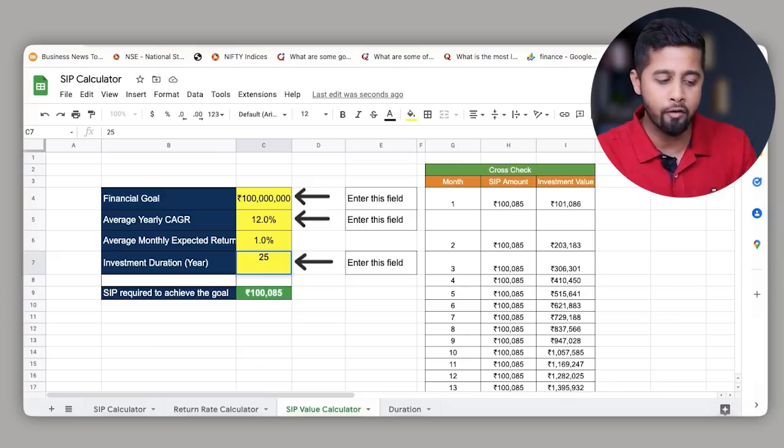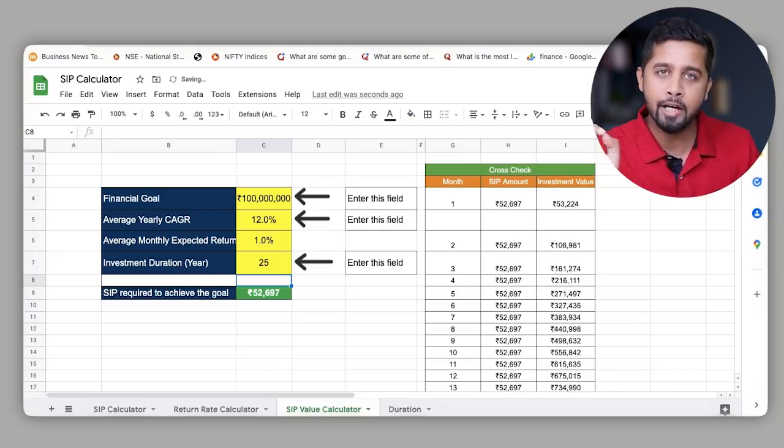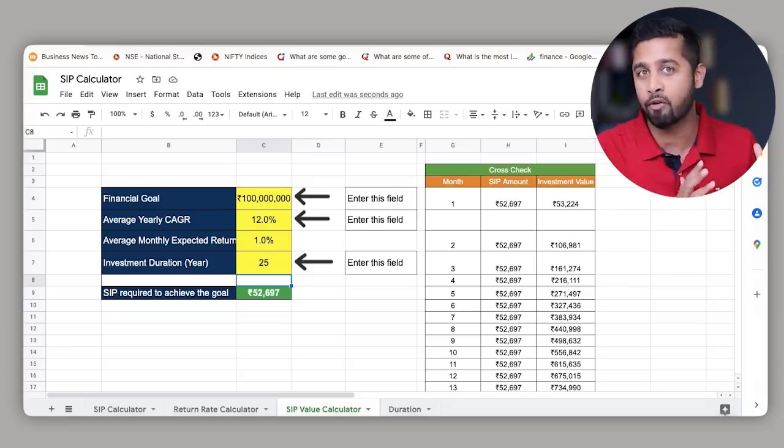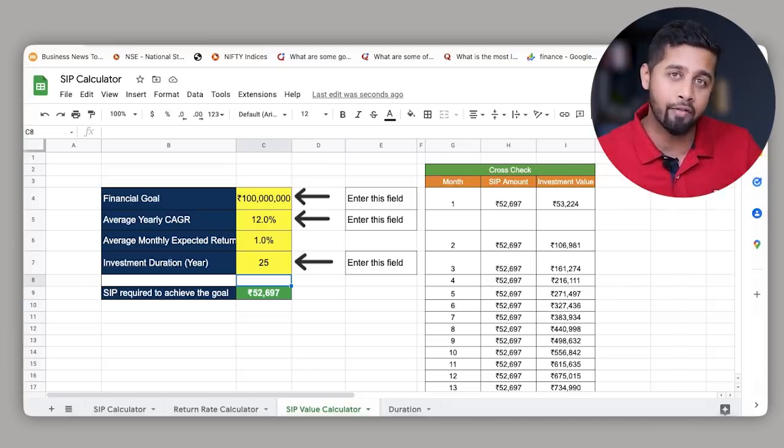Now just look at the difference in SIP. You just need to invest 52,697 to achieve a corpus of 10 crore. So if you start 5 years early, instead of 1 lakh, you just need to make a SIP of 52,000. That's the difference it makes by starting early, right?